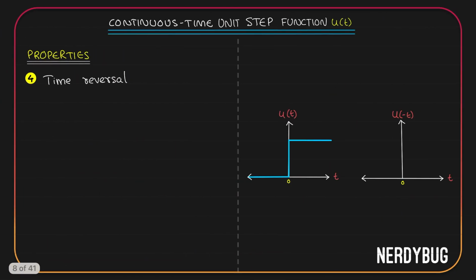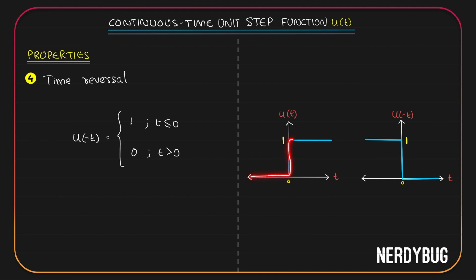The next property is time reversal, which we should have learned before time scaling. But it's all right, time reversal is not alien to you at all. We have done it before. So if u of t looks like this, u of minus t will be the mirror image about the y-axis. So it kind of looks like this. How do we write this mathematically? We can write u of minus t is going to be 1 if t is less than or equal to 0, and it is going to be 0 if t is greater than 0.